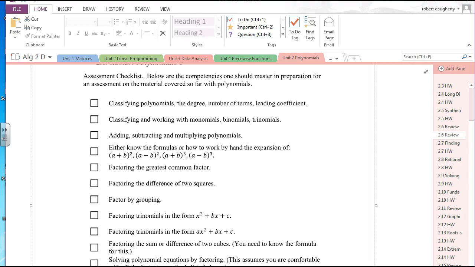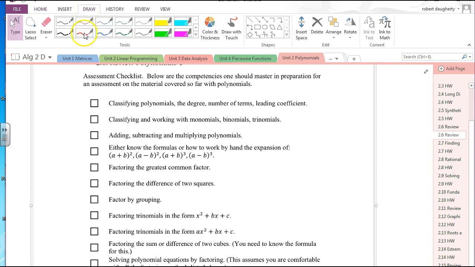Algebra 2, this is our first review for the polynomials quiz. We will have a quiz in this particular unit, so this is our first quiz. Just real quickly, things we did: classifying polynomials, the degree, the leading coefficient. Those are things we did at the very beginning.